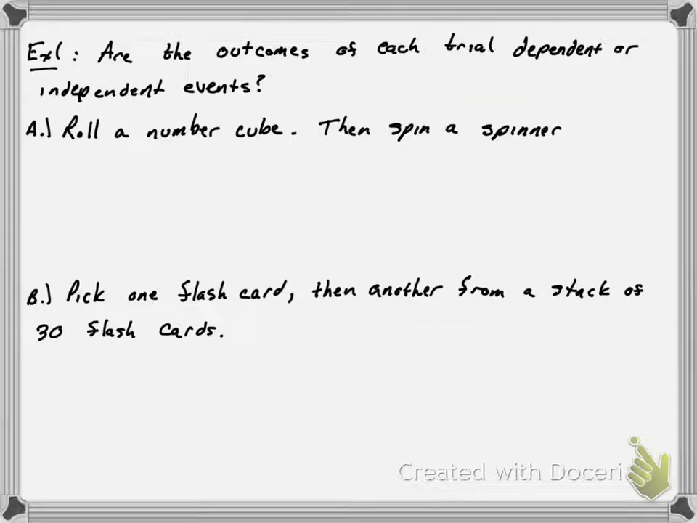So example 1, are the outcomes of each trial dependent or independent events? Roll a number cube, then spin a spinner. Well, does one affect the other? And the answer to that would be no. So these would be independent events.